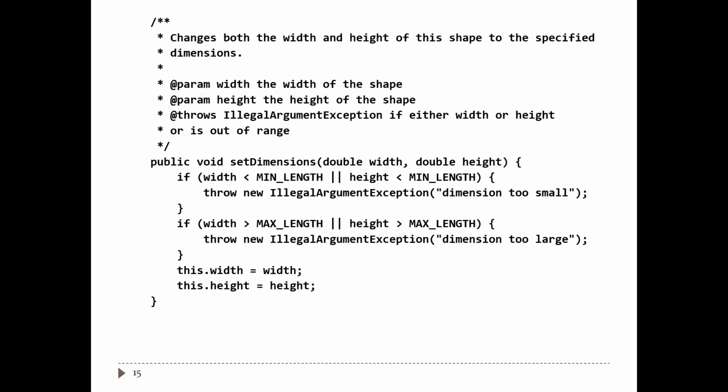There's a method called setDimensions, which changes the width and height of the shape. So the contract says it changes both the width and height of the shape to the specified dimensions. It throws an exception if the width or height is outside of the range 1 to 100.